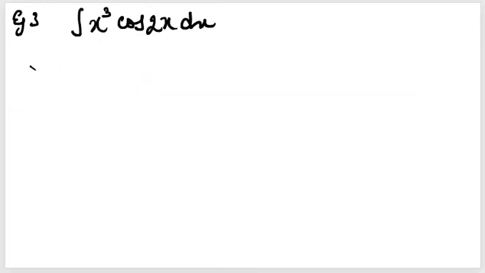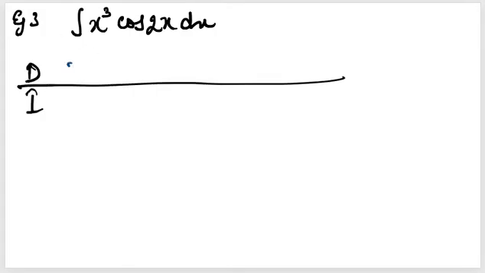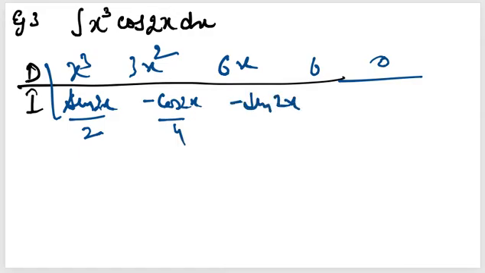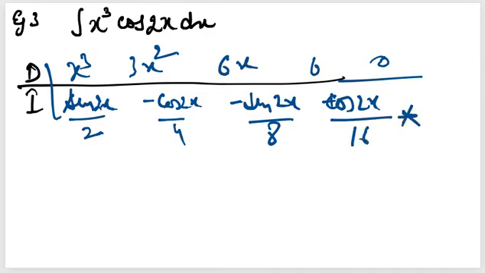Here you can write down d, and here you can write down integration. Differentiation I will write as it is: x cube, 3x square, 6x, 6, 0. And here is integration: the integration of sine 2x is sine 2x by 2. Second integration is minus cos 2x by 4. Third integration is minus sine 2x by 8. Then fourth integration is plus cos 2x by 16, and I'll stop over here.